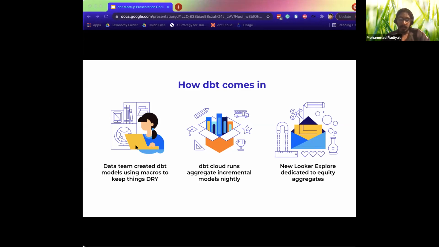And to run these models, we make very heavy use of DBT's incremental materialization. Our nightly jobs simply add new rows every night instead of running all of our historical data over every night. And that saves us a ton of time. And lastly, these models empowered that new Looker Explorer specifically dedicated to equity aggregates that I talked about.